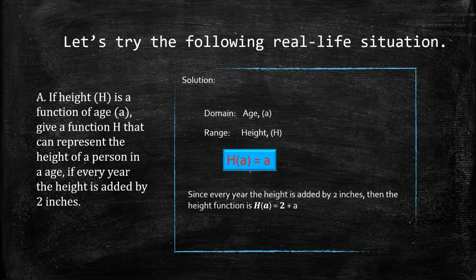Okay? Or, since every year the height is added by 2 inches, then height function is equal to H is a function of your A, which is your age, that is equal to 2 plus A. So meaning, every time na mudagdag ang edad, let's say 1 year old, so meaning, mo na yung height, 3. Okay, pag 2 years old, mo 4, pag 3 years old, okay, So that is a function. Okay?